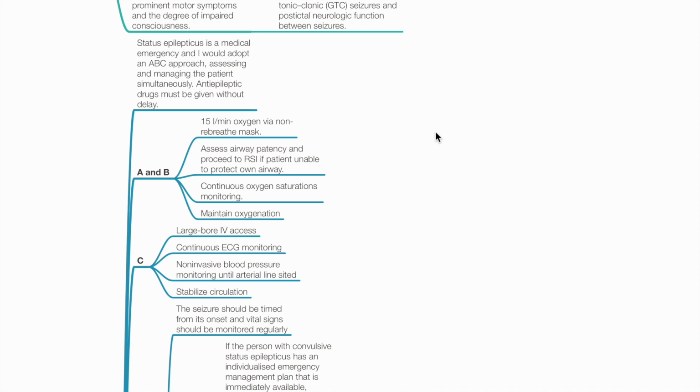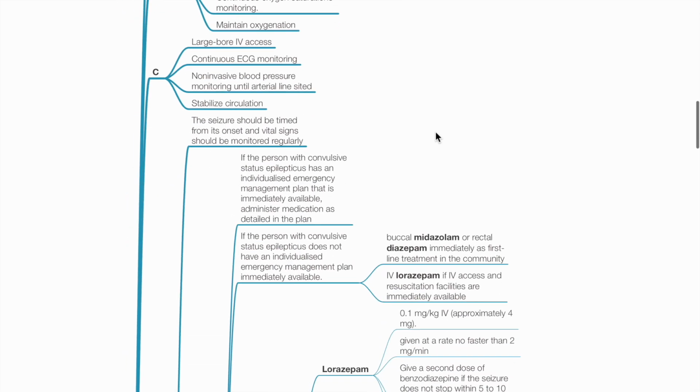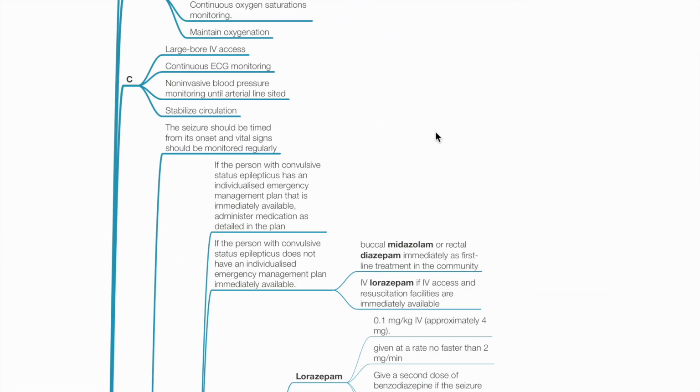Circulation. Large bore IV access. Continuous ECG monitoring. NIBP monitoring until the IV line is secured. Stabilize the circulation. The seizure should be timed from its onset and vital signs recorded regularly.